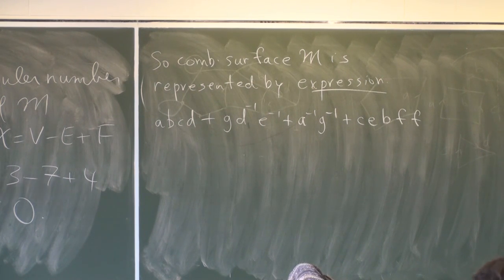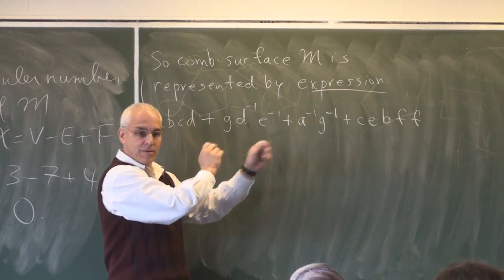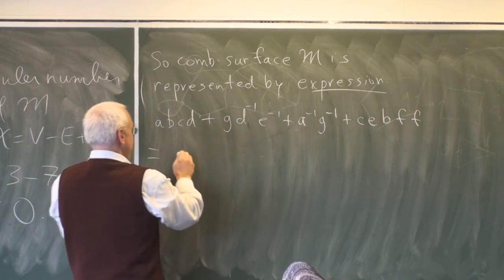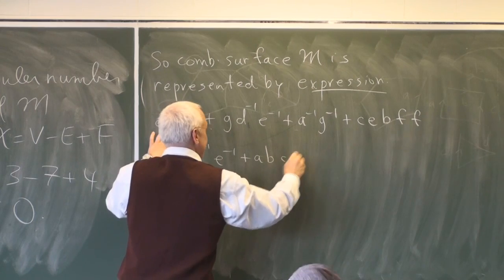But this is non-unique. We've made various choices. First of all, we've chosen which order to list the polygons. It clearly doesn't matter what order we list it, so we can sort of commute these words, right? So, for example, we could commute these words. We could write G, D inverse, E inverse first, and then A, B, C, D.